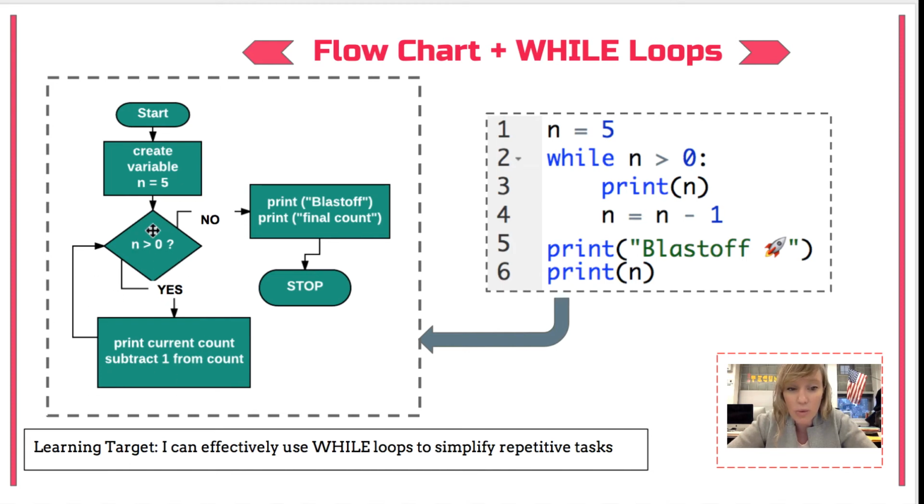And then at that point, when we say 0 greater than 0, the answer would be no, so it would run this other process block, print blast off and print final count. I actually probably should have put those as 2 process blocks there. After that, it stops the loop. So this is what the while loop looks like in the flowchart.